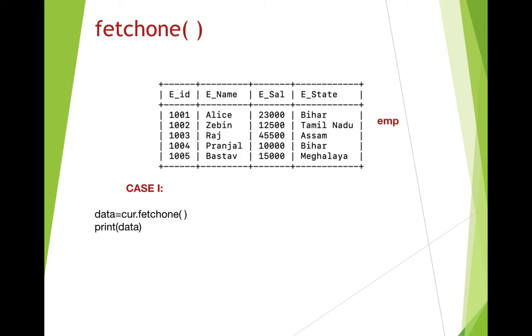The cursor will at first point to the first row, which is the row with the employee ID 1001, and it will just extract the data and store it in the variable data. Data is also a variable. You can take any identifier for data as per your wish. Now, after storing it in data, to display it via Python, you have to print the variable data. Then the first row will be returned.